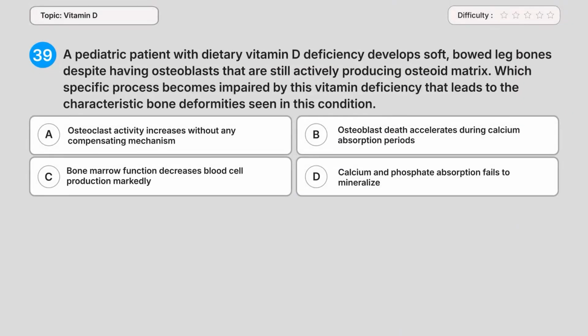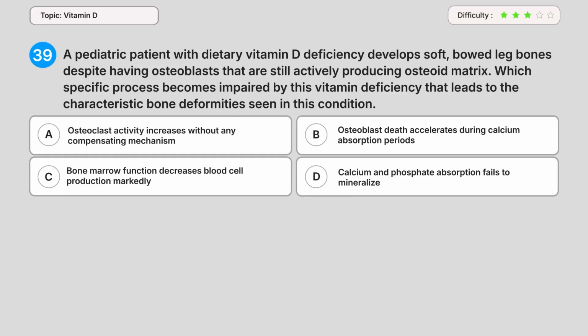Question 39. A pediatric patient with dietary vitamin D deficiency develops soft, bowed leg bones despite having osteoblasts that are still actively producing osteoid matrix. Which specific process becomes impaired by this vitamin deficiency that leads to the characteristic bone deformities seen in this condition?